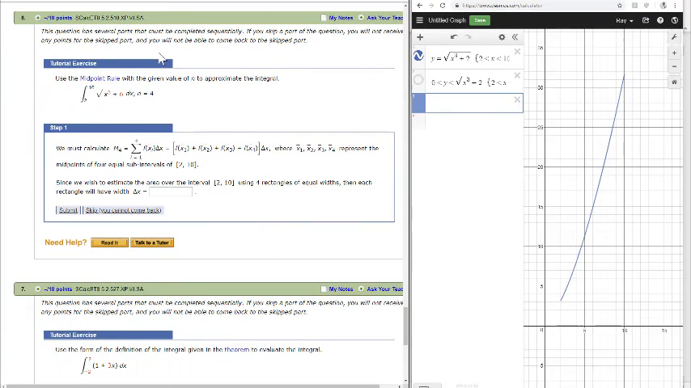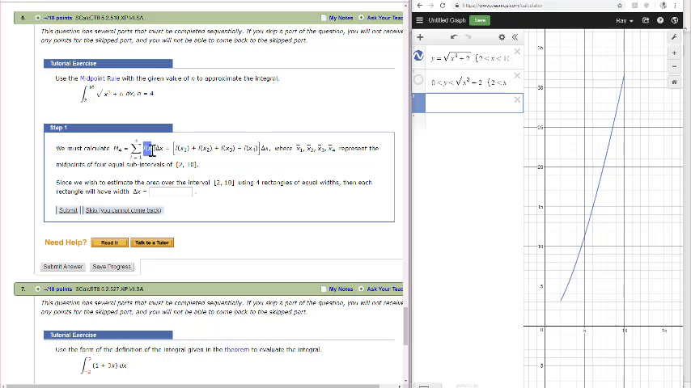This is a problem from your lab assignment, section 5.2. It says use the midpoint rule with a given n to approximate the integral. So we have the integral from 2 to 10 of this function, the square root of x cubed plus 6 dx, where we want to break this up into n different partitions. So M sub 4 is the notation that we use for the midpoint approximation with 4 rectangles.